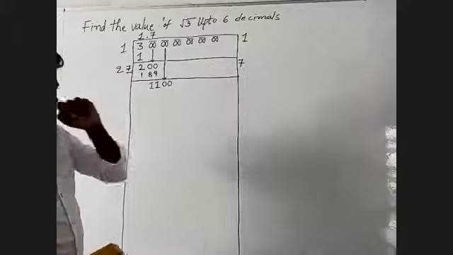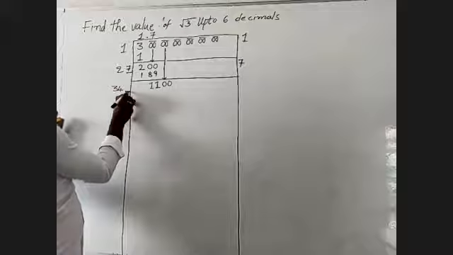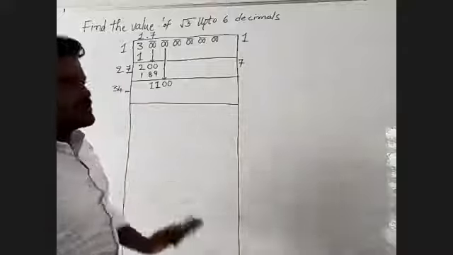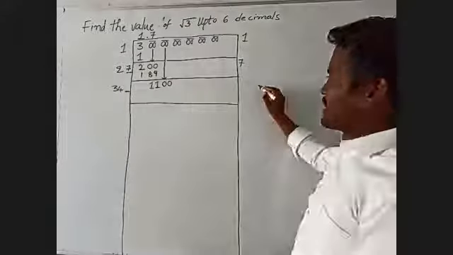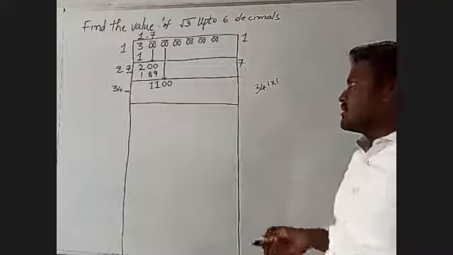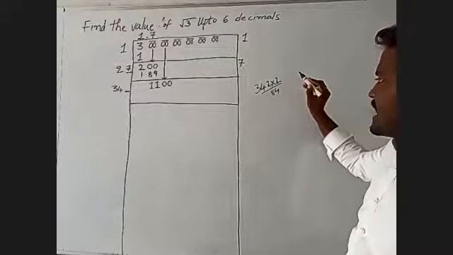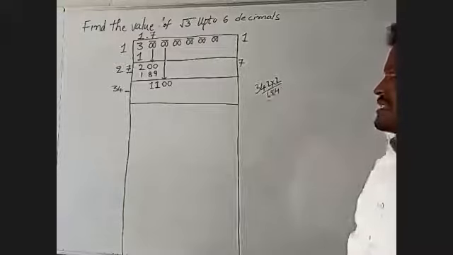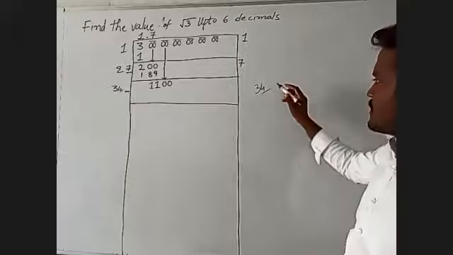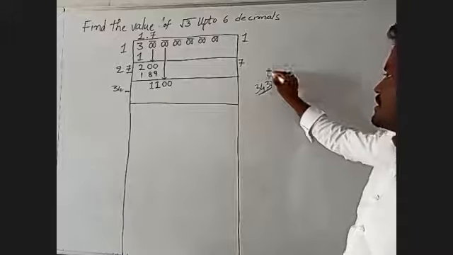27 plus 7 becomes 34. We will take the units place value. What will we take in the units place? I will take 1. 341 into 1 becomes 341. I will take 2. 2 ones 2, 2 fours 8, 2 threes 6. Okay, this is also not satisfied. I will take 3. 343 into 3. 3 threes 9. 3 fours 12.